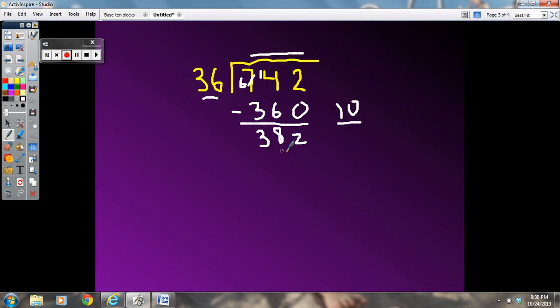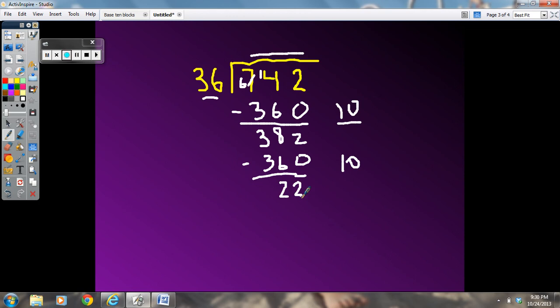Now I need to check to see if I have 382 blocks, can I make another 10 groups of 36? 10 groups of 36 equals 360. I have 382 blocks. I could absolutely make another 10 groups of 36. That would give me 360 blocks that I would have used. And now I need to figure out how many blocks I would have left. And what I would be left with is 22 of those ones blocks.